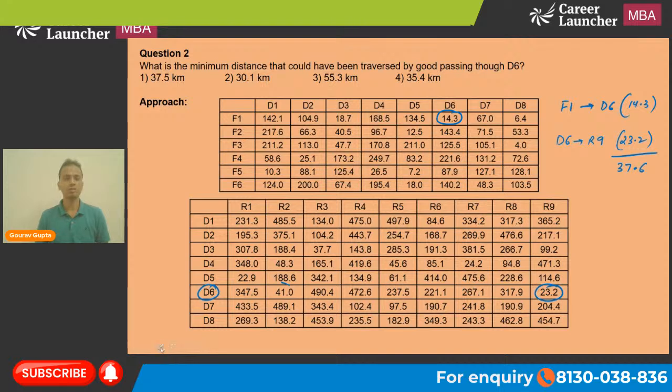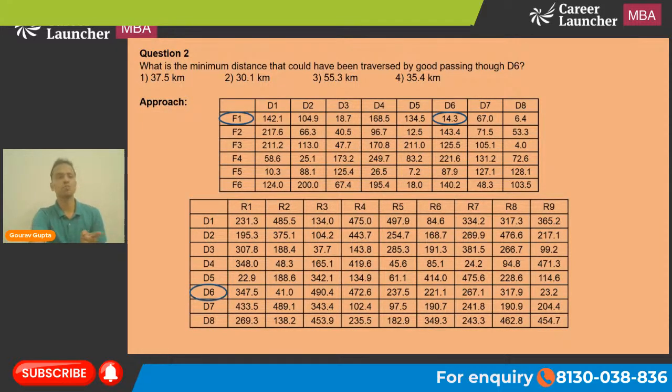So we are just concerned about traveling our goods through D6. From table number 1, I'll pick F1 corresponding to the distance of 14.3 in D6. Then in table number 2, corresponding to D6, whichever minimum distance there is, I'll select that, which is 23.2. Adding these two will give me the minimum distance that will be traveled if I want to pass the goods through D6. So 37.5, that is first option, is the correct answer of question number 2.